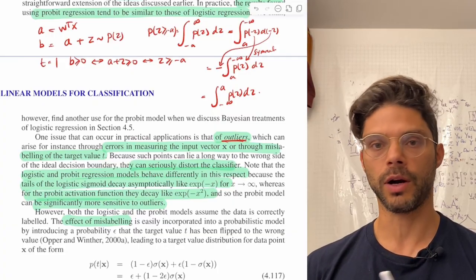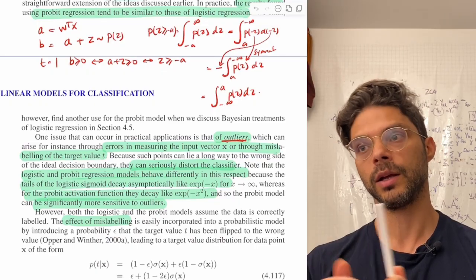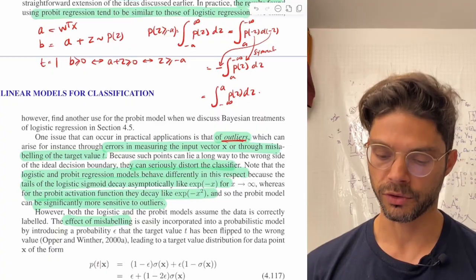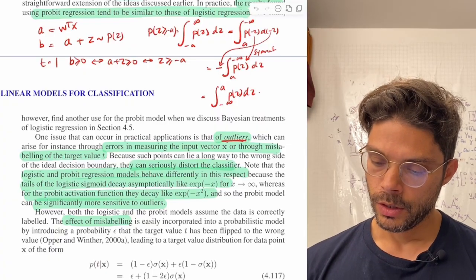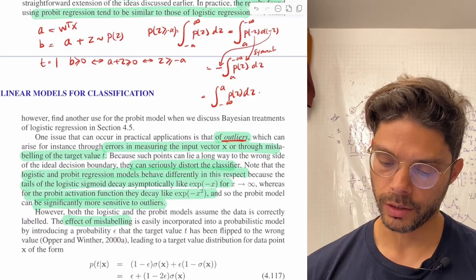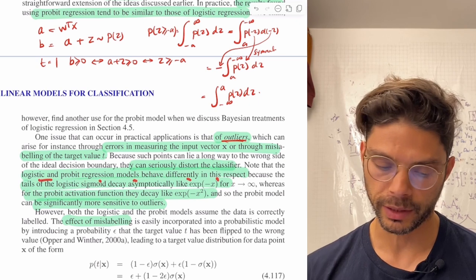So the farther you are, the more things get really bad, and so the decision boundary moves to accommodate those few guys outside rather than most of your data, which lives maybe closer to the boundary. So they can seriously destroy the classifier. And now this is a key distinction between the probit and the logistic. Note that the logistic and probit regression models have behaved differently in this respect.